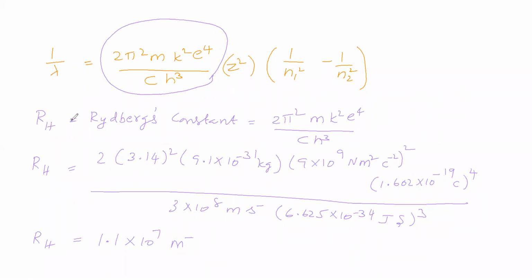So remember that Rydberg's constant RH is equal to 2 pi square m k square e power 4 by ch cube. If you substitute the values, you get 1.1 into 10 to the power of 7 per meter. In CGS system, in textbooks, it will be given as 109678 per centimeter. So Rydberg's constant value we have given.